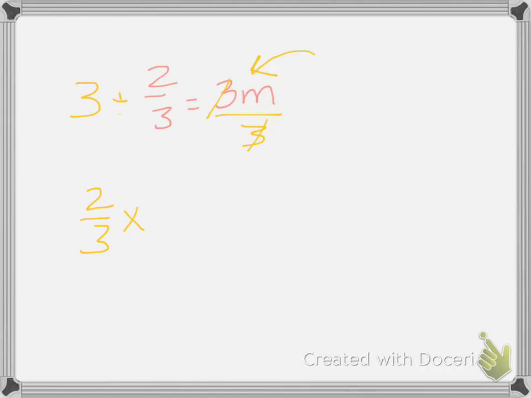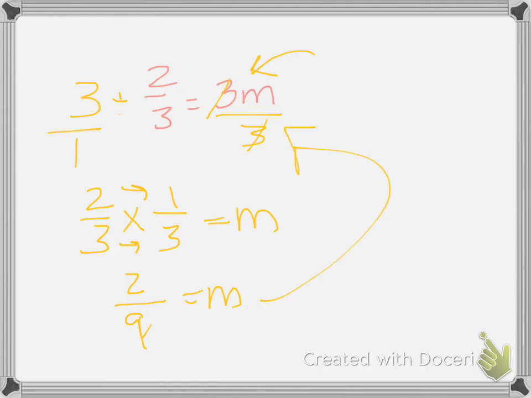The reciprocal of 3 is 1/3 because that's the same thing as 3/1. So if I'm dividing by something, it's the same thing as multiplying by the reciprocal. So now I can multiply across. So I got 2/9 as m. And then you could plug it back in and check to make sure your answer works. So my answer here is m equals 2/9. So if I'm dividing both sides by something, and it's a whole number or a fraction, it's the same thing as multiplying by the reciprocal.